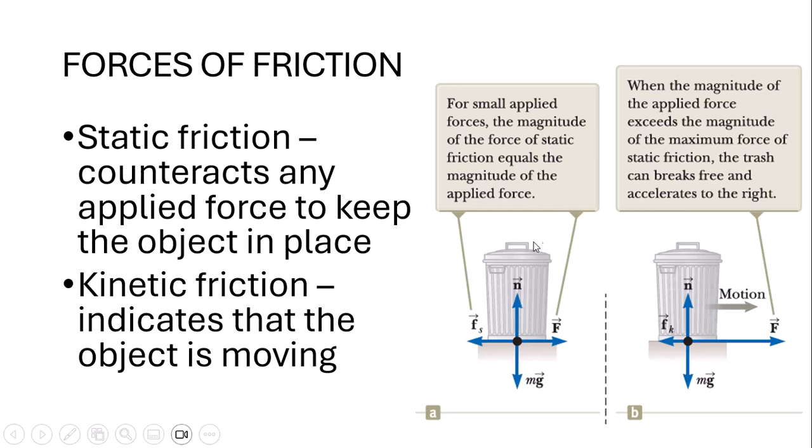One is the trash can is at rest, and the other one is that the trash can is in motion. Particularly, the trash can is said to be pushed to the right. Now, if we have here the trash can at rest, of course we have the forces present along the vertical. So we have here weight, mass times gravity, and this is the normal force, so let's say F sub n.